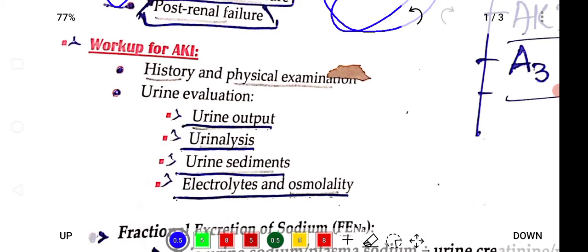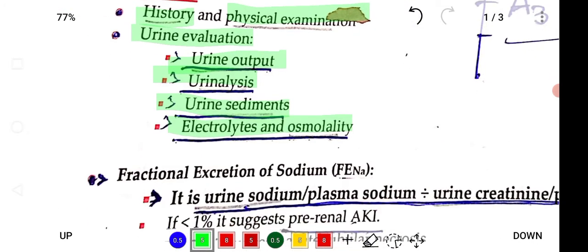Now, for kidney failure, what workups will we perform? We will perform history and physical examination, urine evaluation, and some tests like urine output, urinalysis, urine sediments, electrolytes, and osmolality in order to look at the underlying cause of failure.